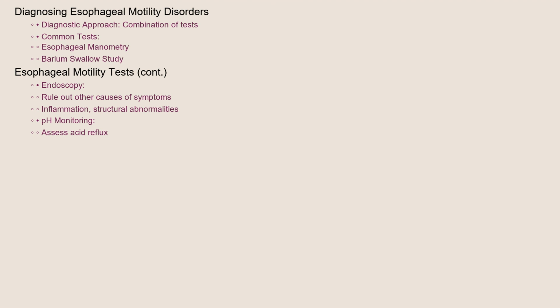Diagnosing esophageal motility disorders typically involves a combination of tests. One common test is esophageal manometry, which measures the pressure and coordination of muscle contractions in the esophagus. Another useful tool is a barium swallow study, where you swallow a barium-containing liquid, and X-rays are taken to visualize the esophagus and how it functions during swallowing. Endoscopy, where a thin, flexible tube with a camera is inserted into the esophagus, can help rule out other potential causes of symptoms, like inflammation or structural abnormalities. Additionally, pH monitoring can assess the amount of acid reflux into the esophagus.